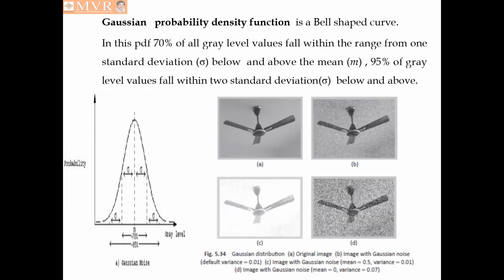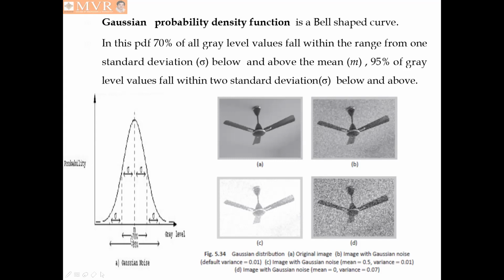The Gaussian probability density function is a bell-shaped curve. In this probability density function, 70% of all gray level values fall within the range of 1 standard deviation sigma below and above the mean value m, and 90% of the gray level values fall within 2 standard deviations sigma below and above. You can understand this statement with the help of this graph.